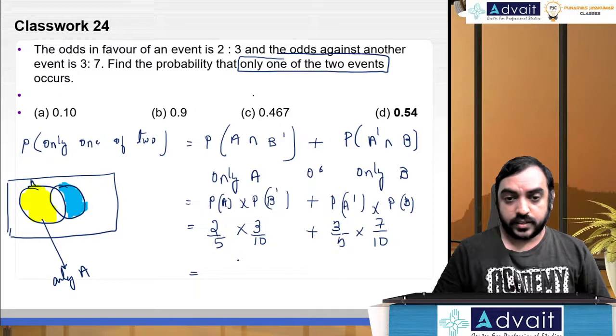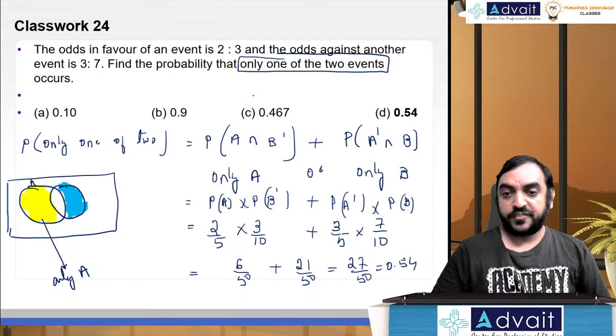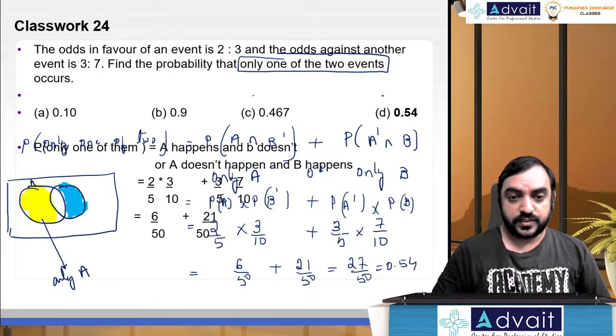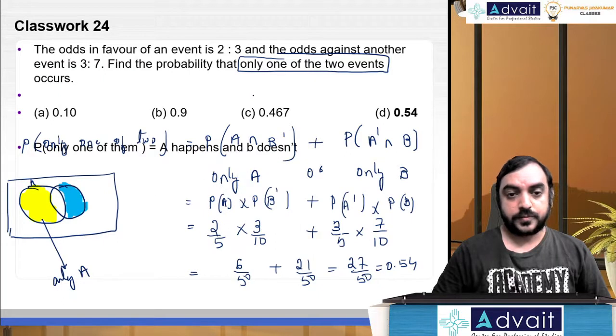So you get 6 by 50, plus 21 by 50. If I take LCM common, 27 by 50. I think you get 0.54. I think 0.54 is the answer. Yes.